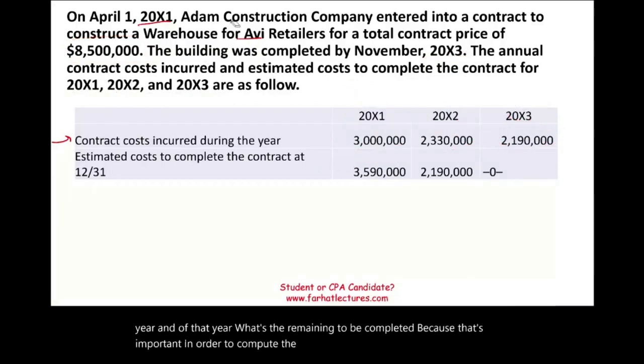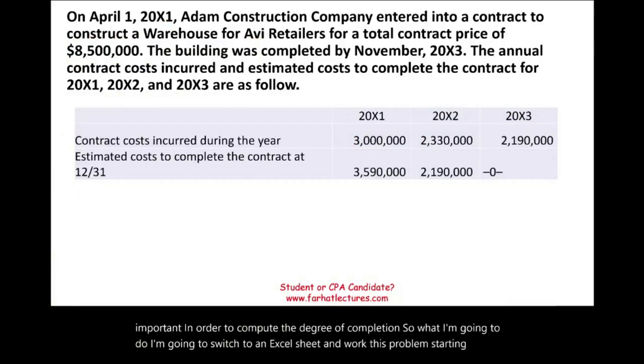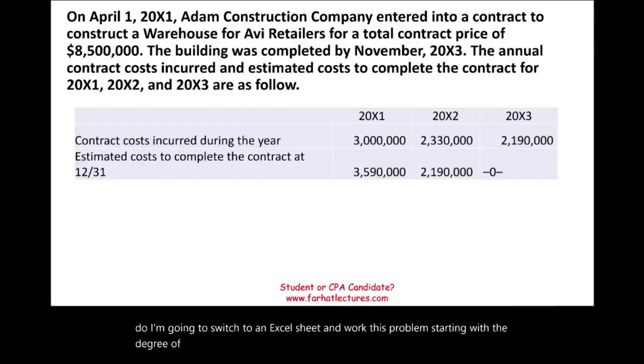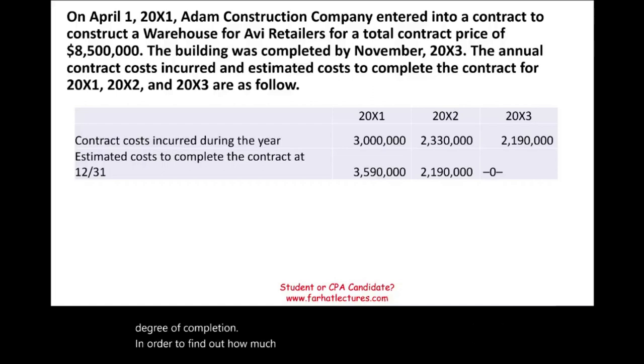So what I'm going to do now, I'm going to switch to an Excel sheet and work this problem starting with the degree of completion in order to find out how much revenues I can recognize, revenues and obviously profit, for each particular period.